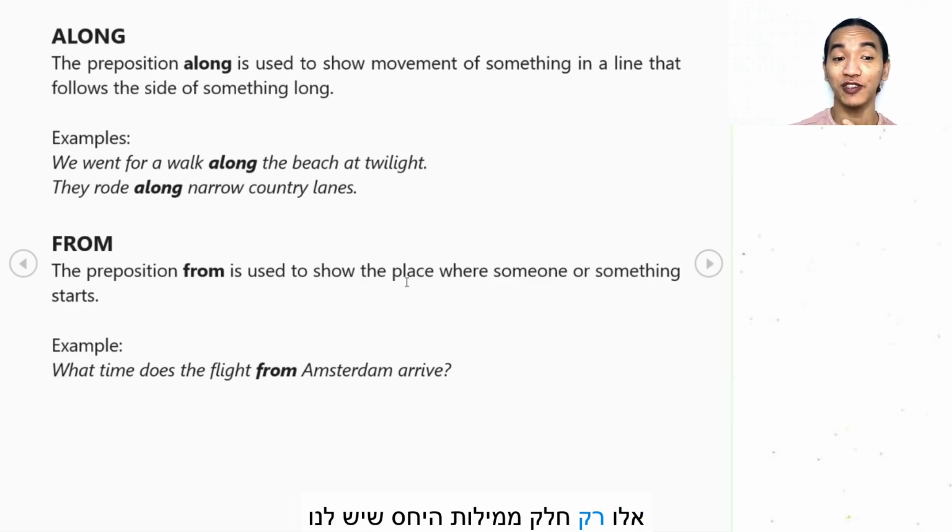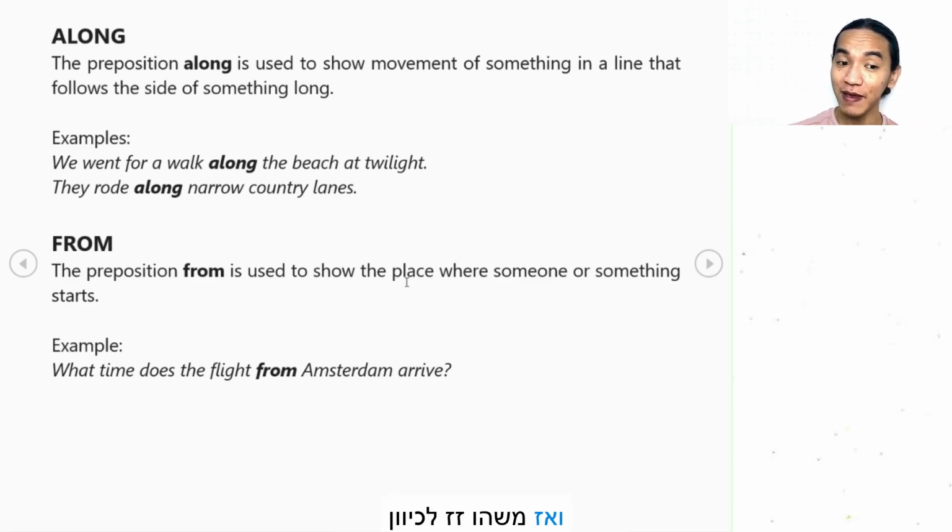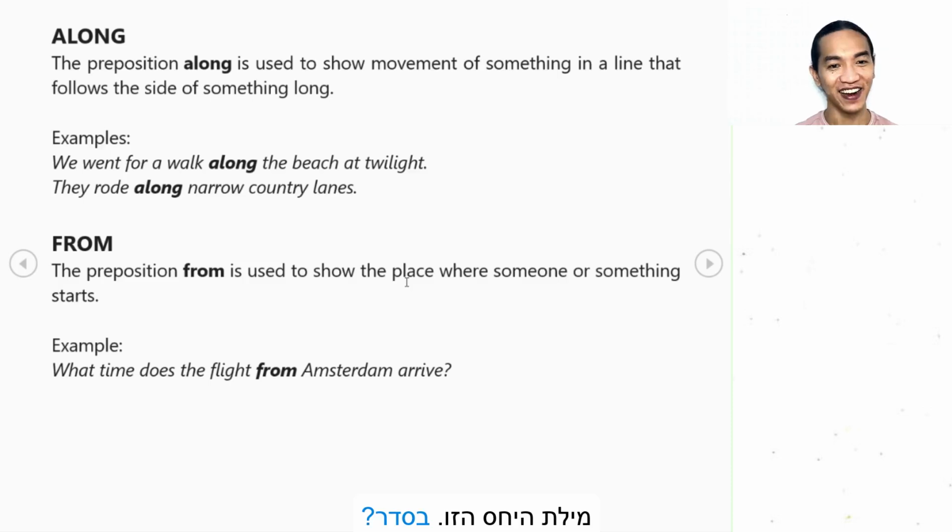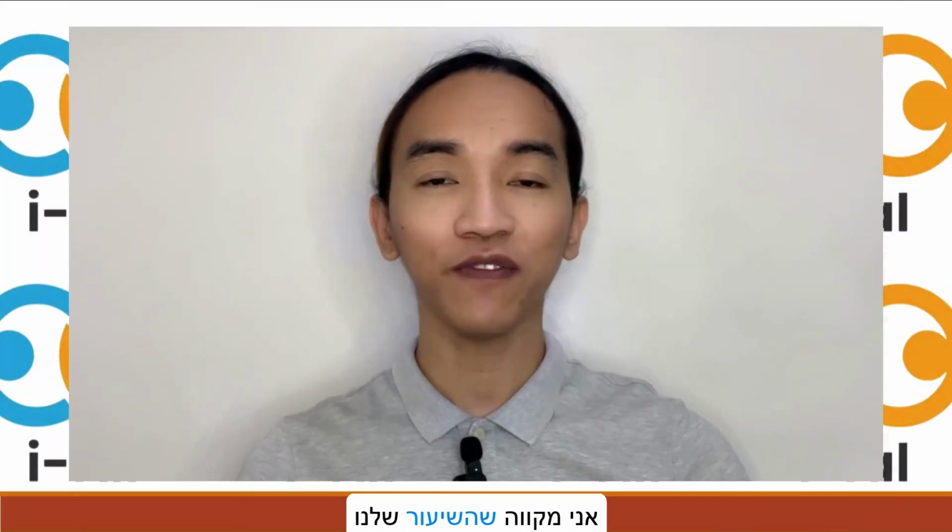So these are just some of your prepositions of movement. There should be a verb before them, and there is an idea that something is moving for these prepositions. So I hope you find our lesson today very helpful.